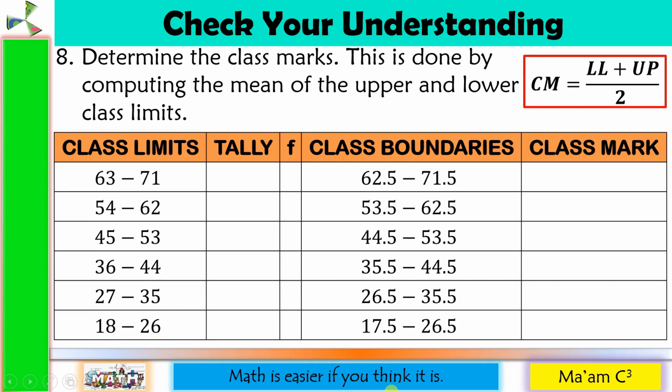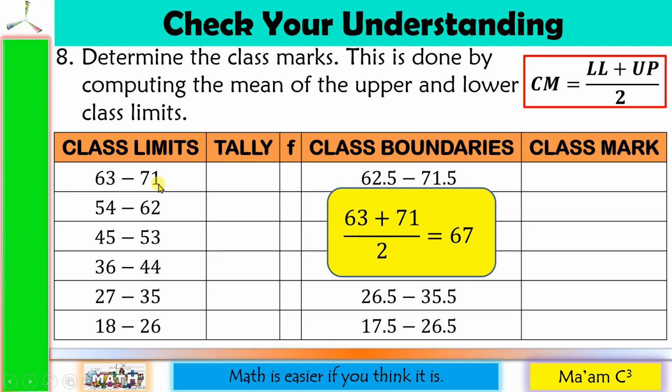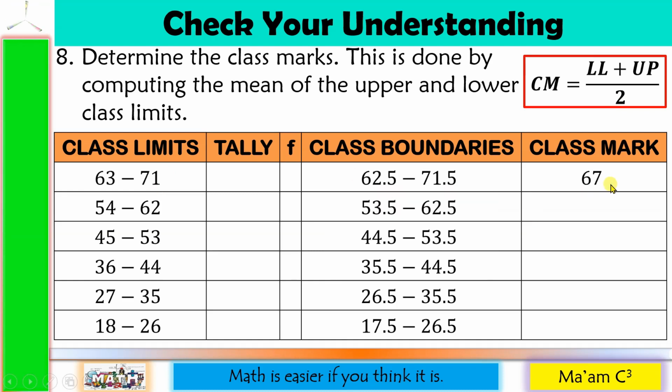Step 8, determine the class mark. So we simply have to add the lower limit and the upper limit, then divide it by 2. Let's have the first one. 63 plus 71 divided by 2 is equal to 67. 54 plus 62 divided by 2 is equal to 58. 45 plus 53 divided by 2 is equal to 49. 36 plus 44 divided by 2 is equal to 40. 27 plus 35 divided by 2 is equal to 31. 18 plus 26 divided by 2 is equal to 22.